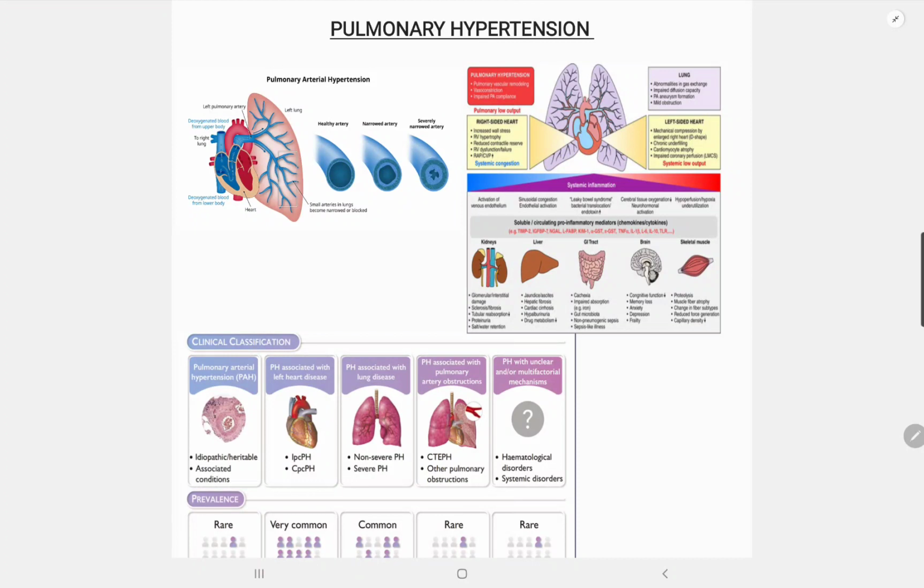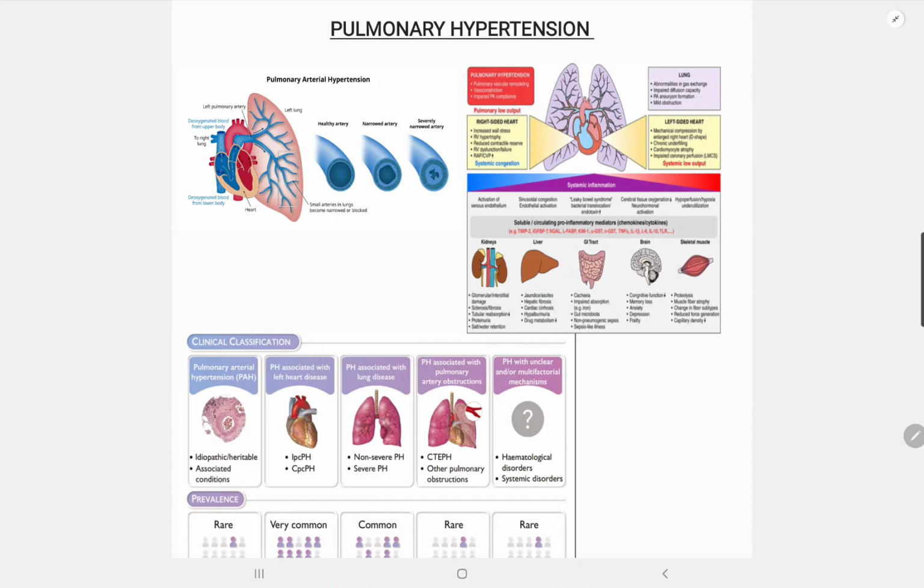And then pulmonary hypertension can be divided into 5 different groups. Group 1 includes pulmonary arterial hypertension. Group 2 includes pulmonary hypertension due to left-sided heart disease. Group 3 includes pulmonary hypertension due to lung disease or hypoxia. Group 4 includes pulmonary hypertension due to pulmonary artery obstructions like chronic thromboembolic pulmonary hypertension. Group 5 includes pulmonary hypertension with unknown or multiple causes.